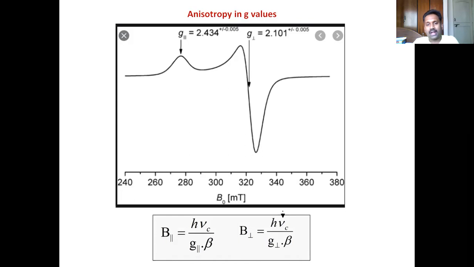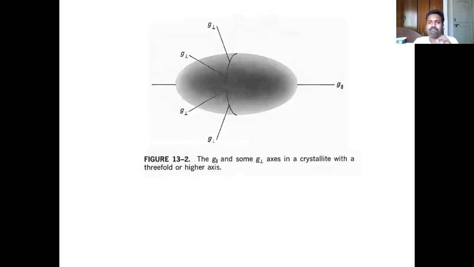Anyways, I've just given you a formula, that's how to calculate G. You use your B and ν values. Once you look at the alignment of the spin states with respect to the applied magnetic field.